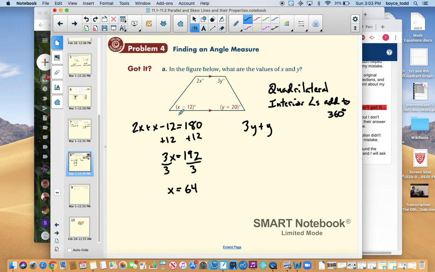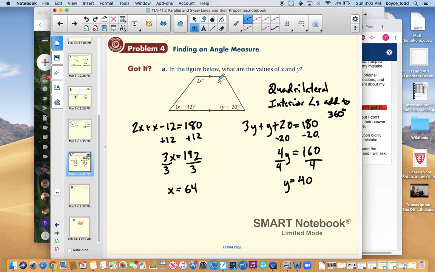Now these two add up to 180, and then these two are going to add up to 180 because these two lines are parallel. All right, so we're going to set this up, add up to 180, and subtract 20. Then we're going to combine the 3y and y, so we get 4y equals 160. Now we're going to divide by 4, and y is equal to 40.